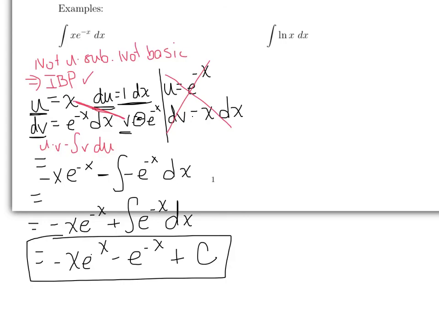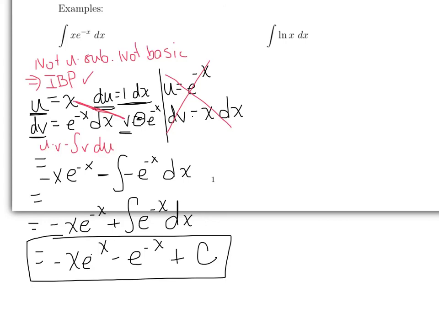So we're undoing the product rule. We're thinking about finding a u that gives us a nicer derivative when we take its derivative. We're trying to find a v that's integrable. And then we just use this fancy formula, plug stuff in, and see what we get.